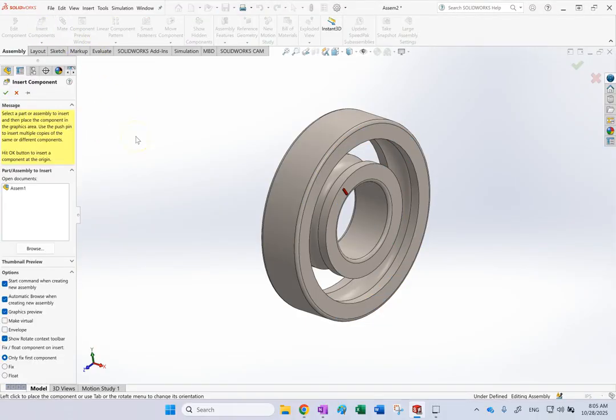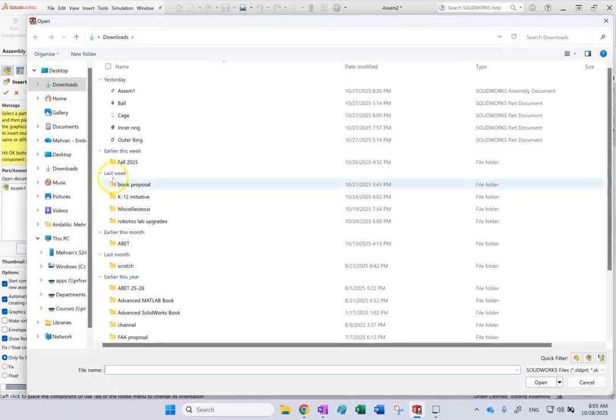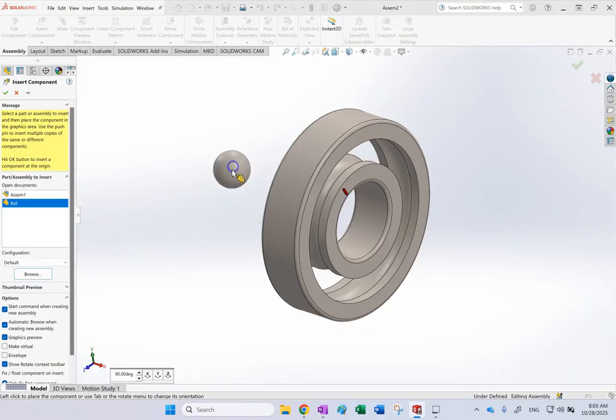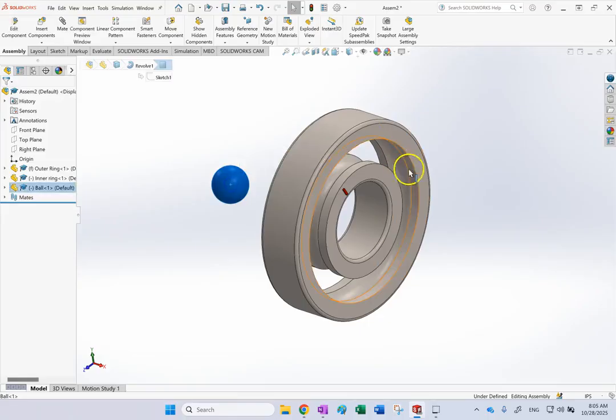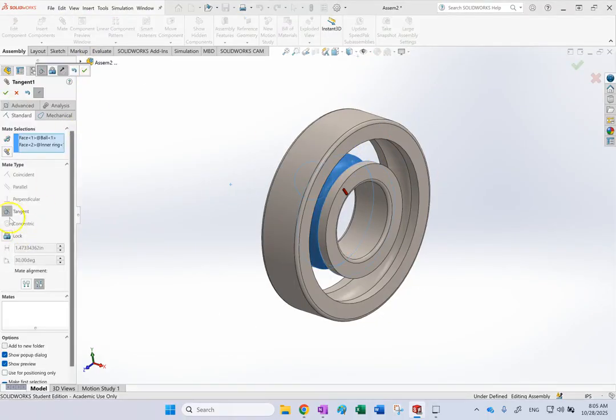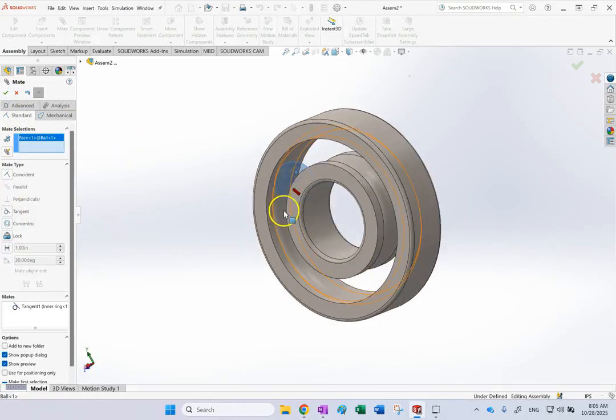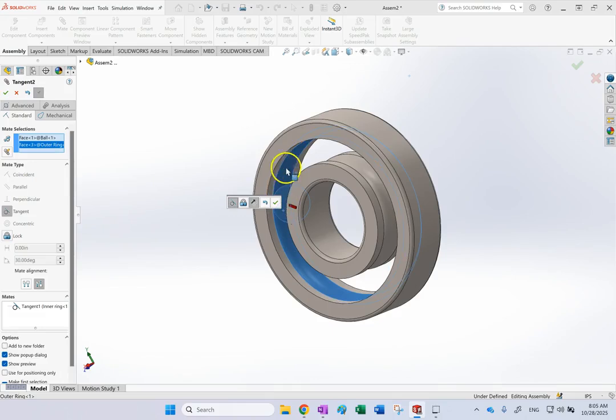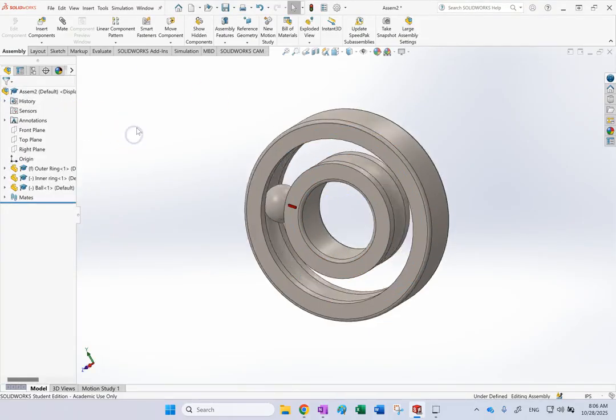Now I'm going to bring the ball here. Okay, so let's bring a ball. For the ball, I force this surface of it with the inner ring to be in contact, or tangent in this case. And then you have to apply a tangent between these two as well, because you want to take into account the fact that this one is fixed. So on one side of it, the contact point doesn't move. On the other side, the contact point moves at the same speed as the outer surface of the inner ring, if you assume no slipping happens.